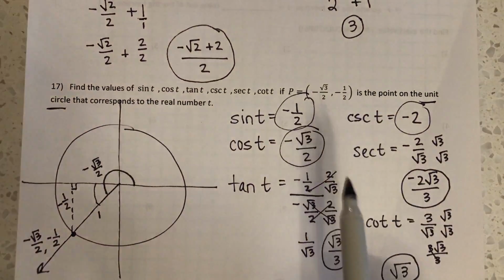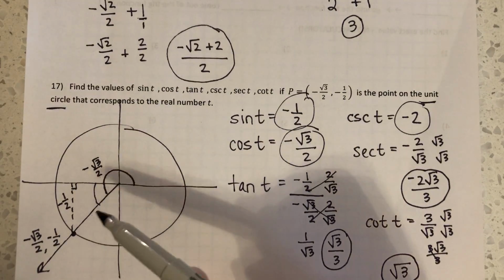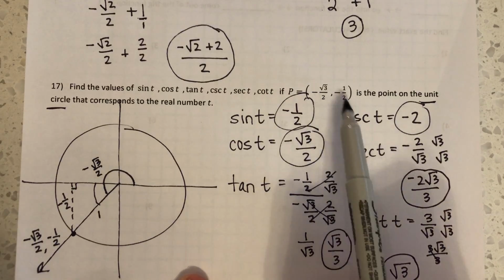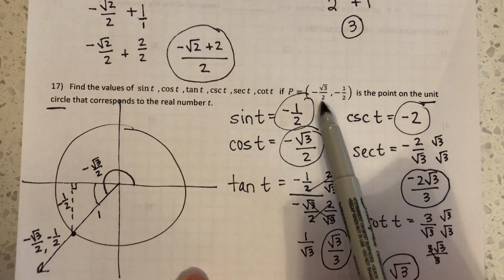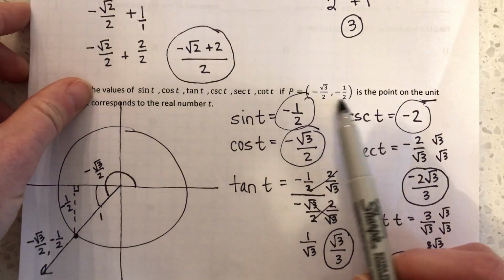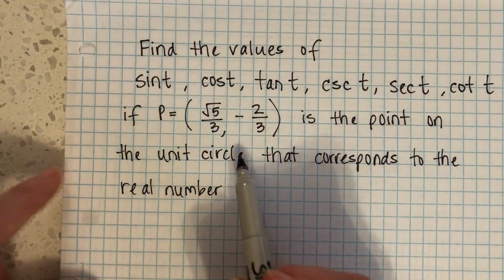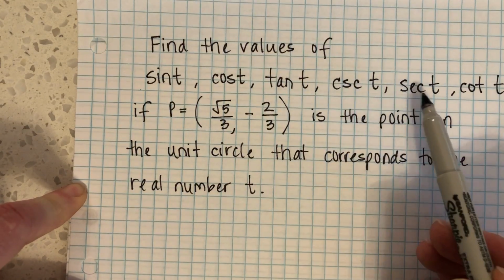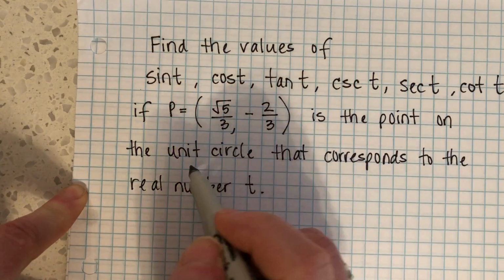And again, because this point is a point on the unit circle, like I said, the x-coordinate is cosine, the y-coordinate is sine. And since you can recognize these ratios, these are special ratios, right? So obviously this angle was some multiple of 30, 60, 45, because of those ratios that we're working with. But they can ask you that exact same question even if you don't recognize the ordered pair. Look what it says. Find the values of sine t, cosine t, tangent t, cosecant t, secant t, cotangent t, if this point is the point on the unit circle.